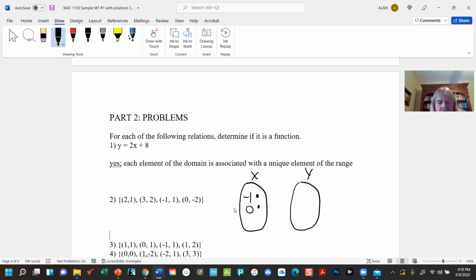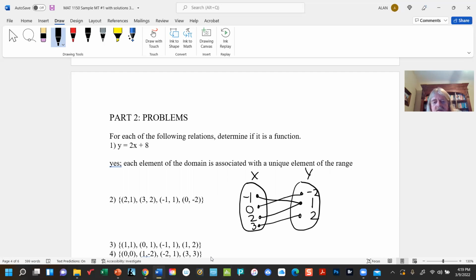-1, 0, 2, and 3. What do we have over here? 1, 2, 1, -2. So let's see, 2 goes with 1, 3 goes with 2, -1 goes with 1, and 0 goes with -2.